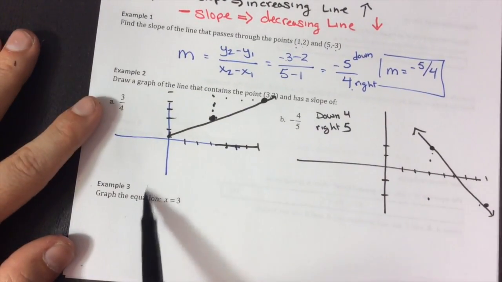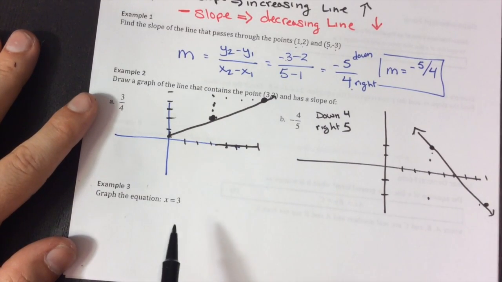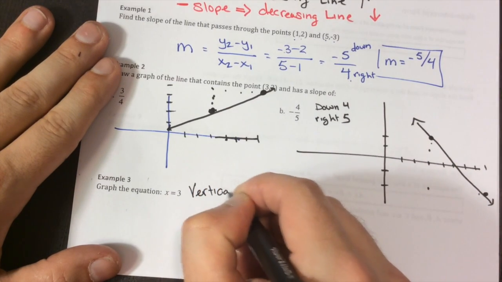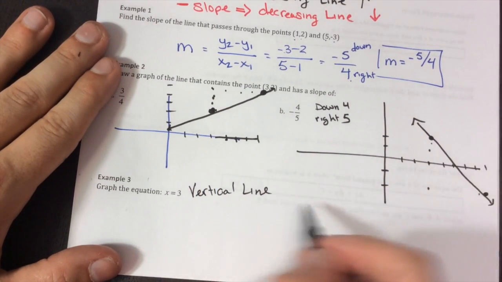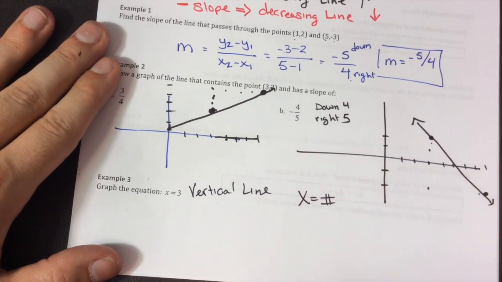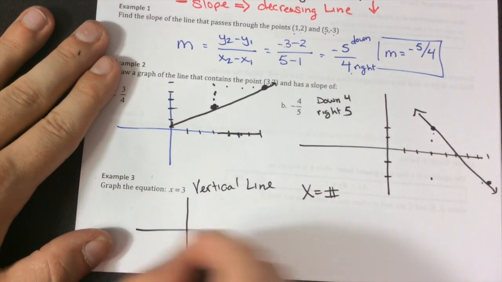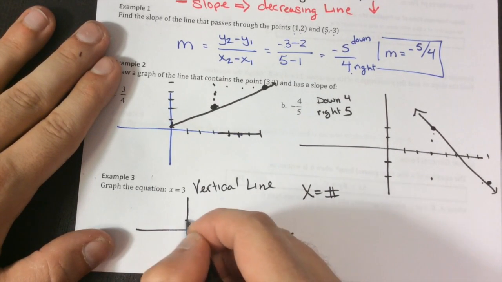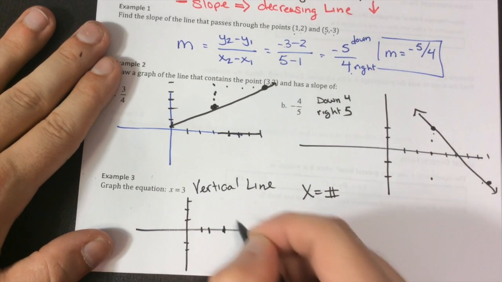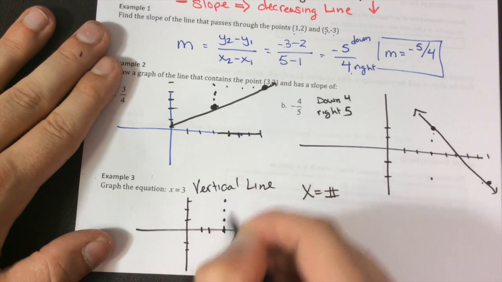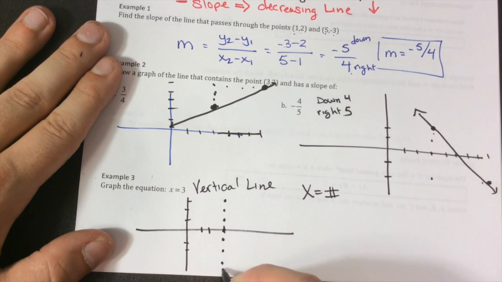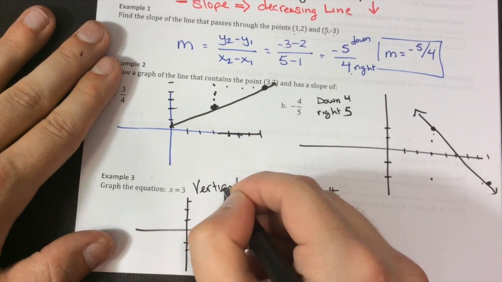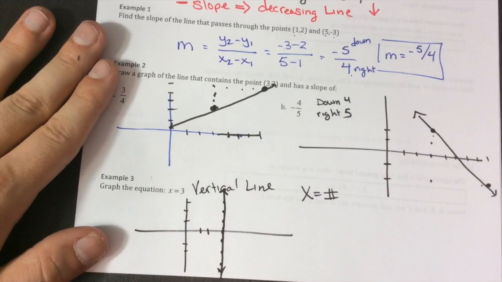So next up, graph the equation x equals 3. So this is a vertical line. All vertical lines are x equals some number. And why is that? Well, if I go over to 3, y can be anything, but x is always going to be 3. So no matter what number I plug in, 1/2, whatever, I'm just always going to be at x equals 3, which gives me a vertical line.